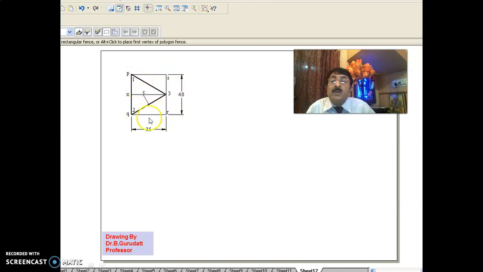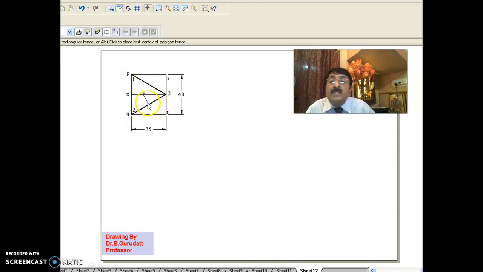Immediately enclose it in PQRS. Once you enclose this in PQRS, note the dimensions. This will be 40 anyway, and this will be 35. As you know here, this PQRS is the principal solid. But for the triangular pyramid, 1, 2, 3 are the edges. 1 to 2 is only isometric. 2 to 3 and 3 to 1 are non-isometric. Then you have to manage this 1 to 3, 3 to 2 and all that. It will take care of that.